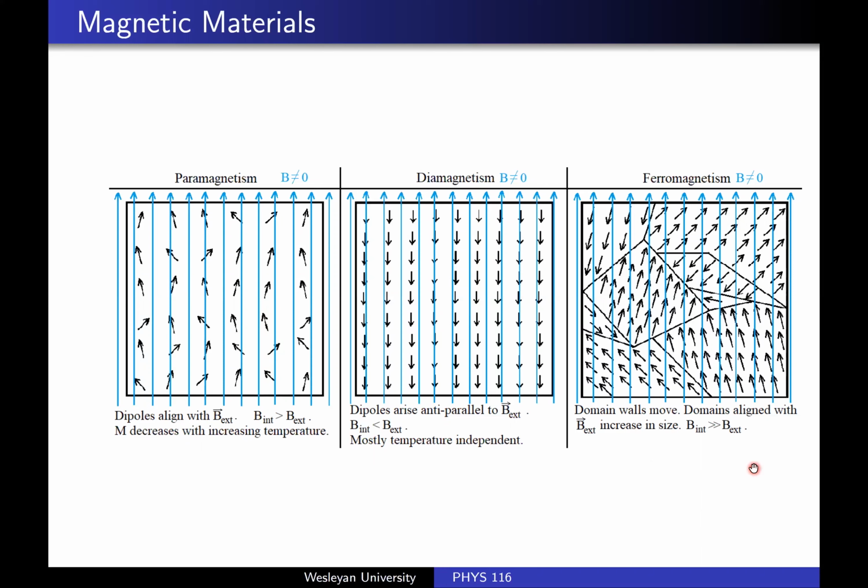And finally, what happens with ferromagnetism? Much like with paramagnetism, when you apply an external field, the internal dipole moments try to align. In ferromagnetic materials, remember, they are organized in domains. So domains which are already aligned with the external field start to grow, whereas those which are pointing in other directions start to shrink.